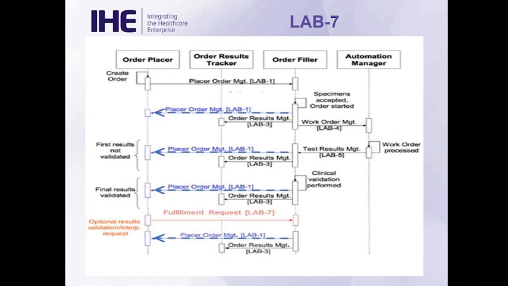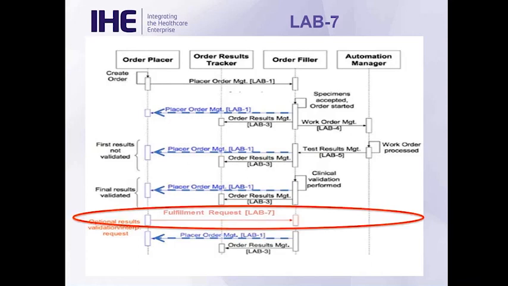So Lab 7 is, again, that red line in the middle. So the placer has ordered some testing to be done, and the results have flowed back to the placer, and the placer evaluates the results and then sends Lab 7, the fulfillment request, back to the filler for further evaluation. That's the Lab 7.